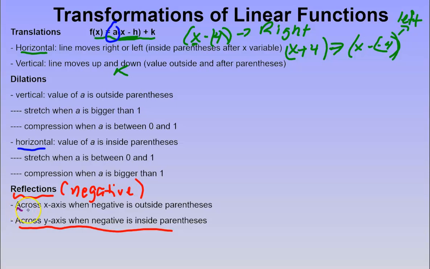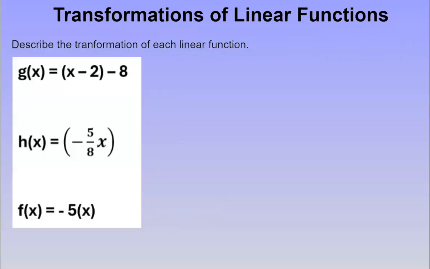And if the negative is on the outside of the parentheses, that means the last thing you're going to do is multiply by a negative number. That means it's going to affect the y, and that goes from a positive y value to a negative. So that's going to be across the x-axis. So now let's take a look at some examples here.